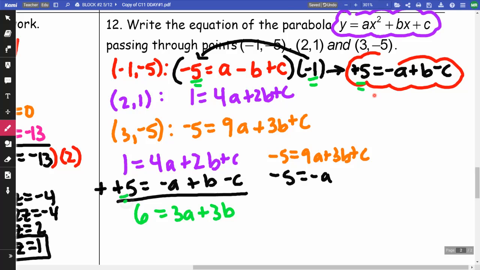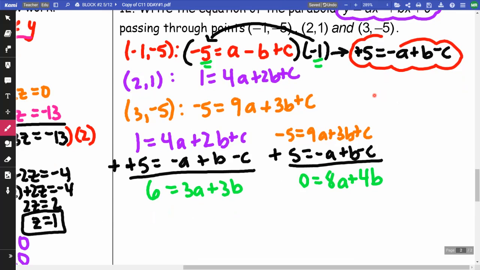And that's the same here. So here, I am going to change this to a +5. So let me finish writing that. So again, that's a +5, not a -5, is equal to -a plus b minus c. I add this together and I get 0 is equal to 8a plus 4b.